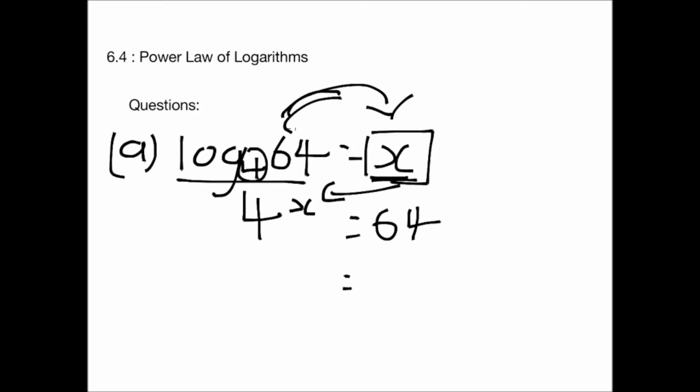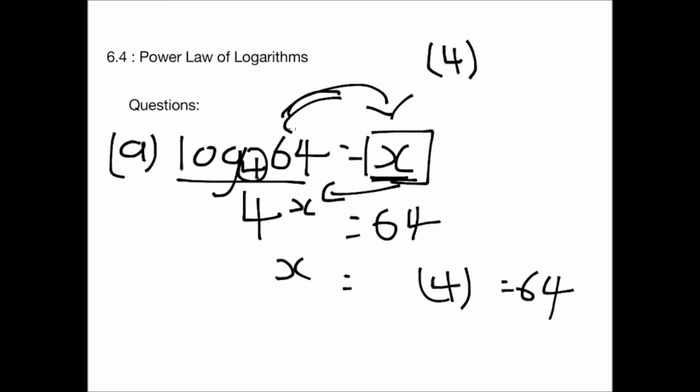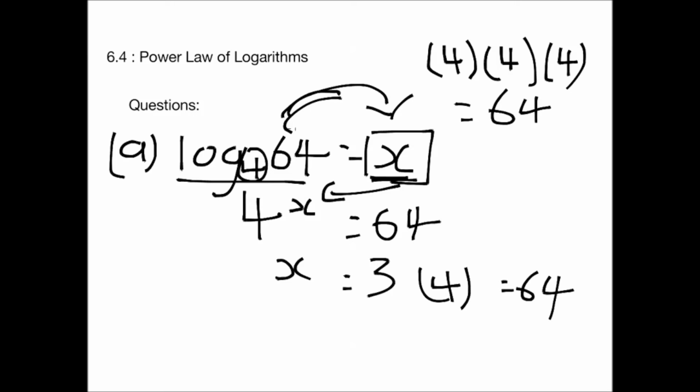So we need to know what number multiplied by itself becomes 64. We can use the calculator, or maybe we can just write it out. So it's going to be like this. 4 multiplied by 4 multiplied by 4 is equal to 64. So we know that the answer, the x, is 3, the exponent is 3, so that's the final answer.